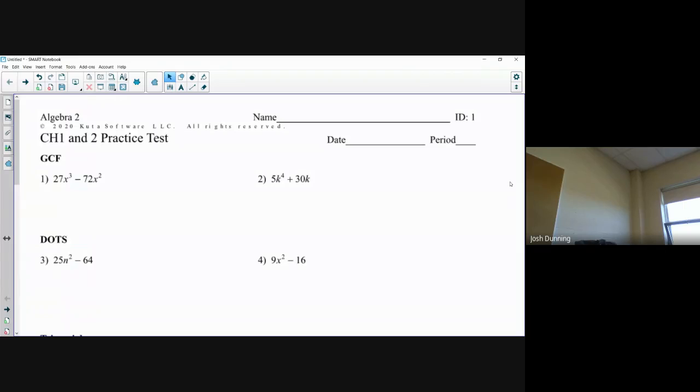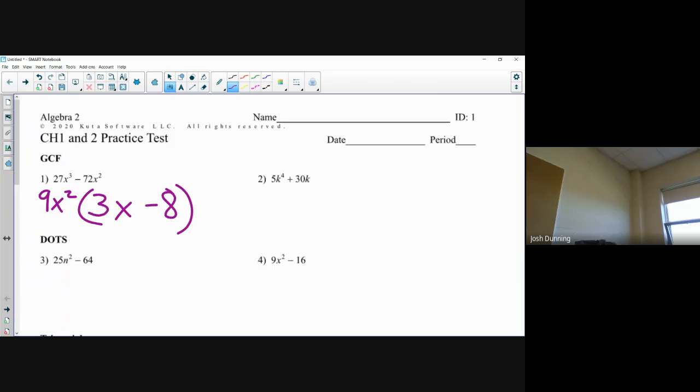Number one, we have a GCF. We can divide both 27 and 72 by 9. X squared is the lowest power, so 9x squared. 27 divided by 9 is 3. X cubed divided by x squared leaves you with x. 72 divided by 9 is 8.